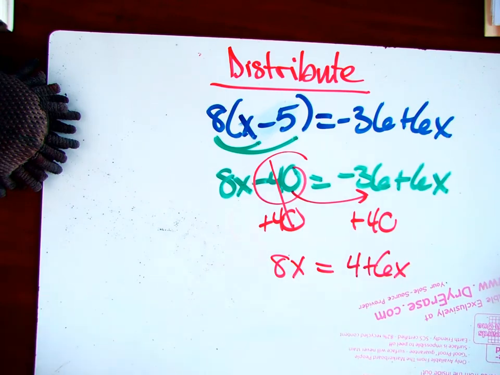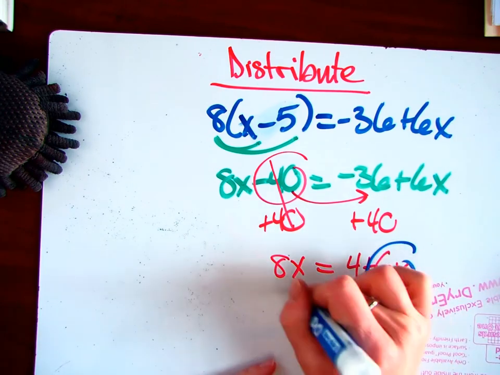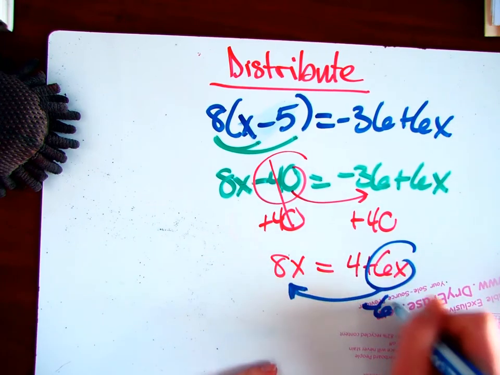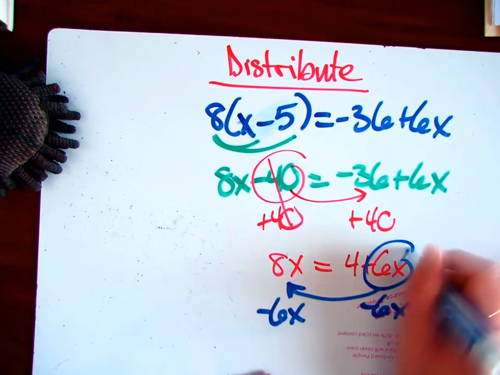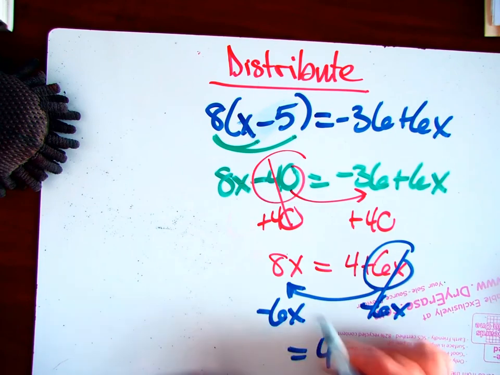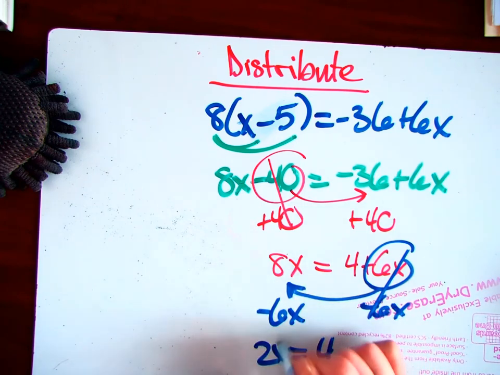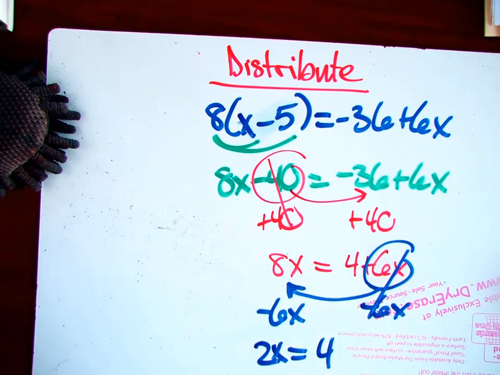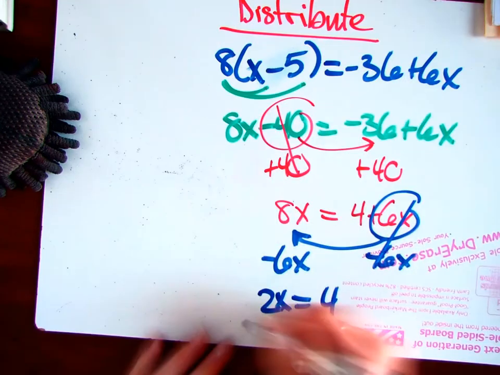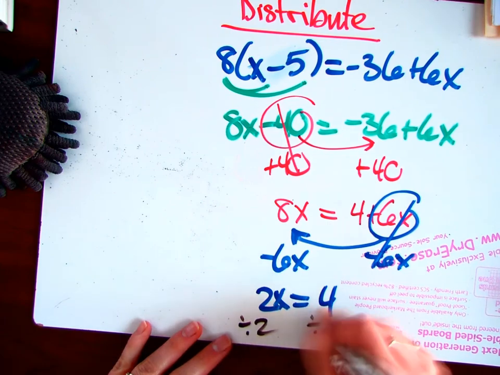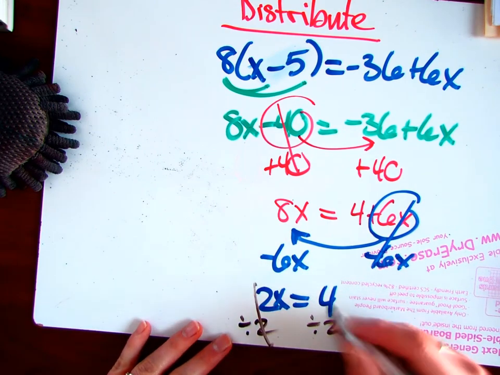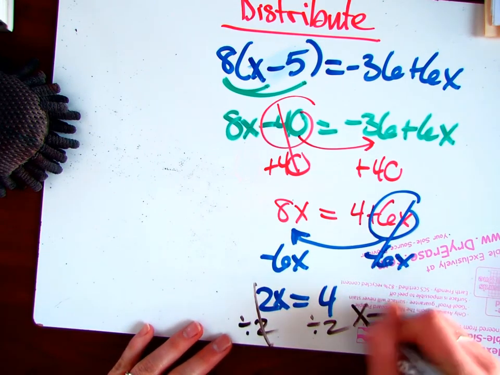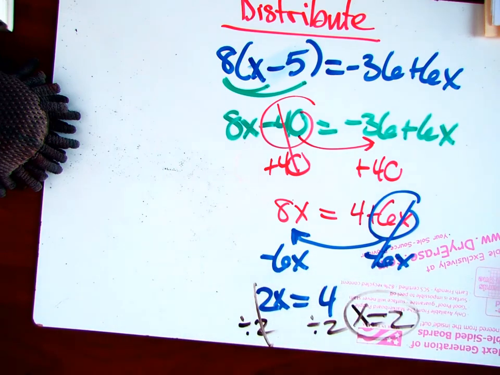I need to get the x's together, which means that I'm going to send the 6x that way. So I'll subtract 6x from both sides. Those are gone. 4 is by itself. Equals comes down, and 8x minus 6x is 2x. Finally, we got to get rid of the 2. So I'll divide by 2 on both sides, which means that my final answer will be x equals 2.